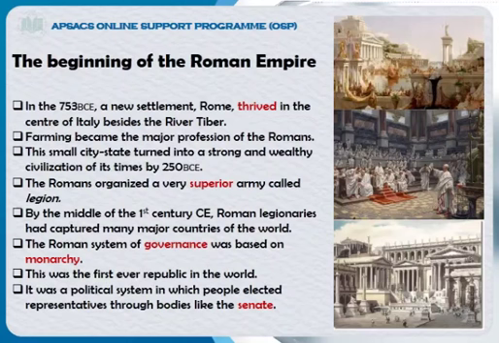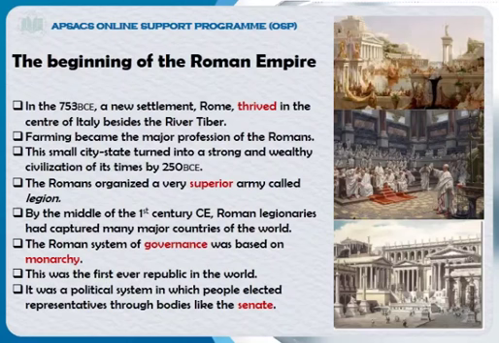In 753 BCE, a new settlement, Rome, thrived in the center of Italy beside the river Tiber. Rome was built on the Latium plain and consisted of groups of small villages that were built on 7 low hills. The fertile banks of the river were ideal for farming. Thus, farming became the major profession of the Romans.